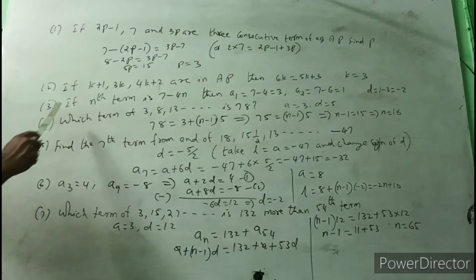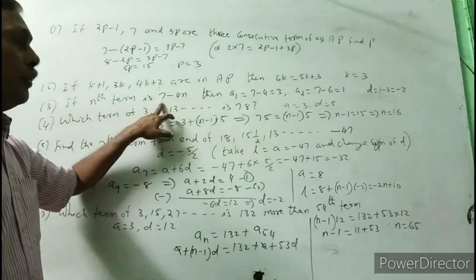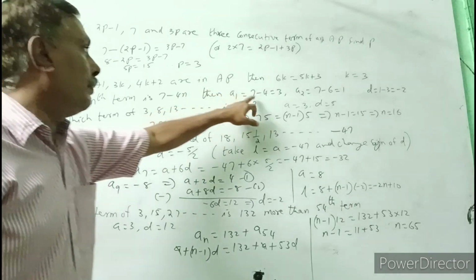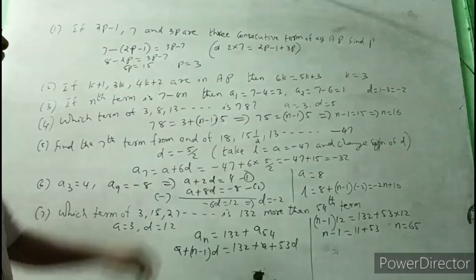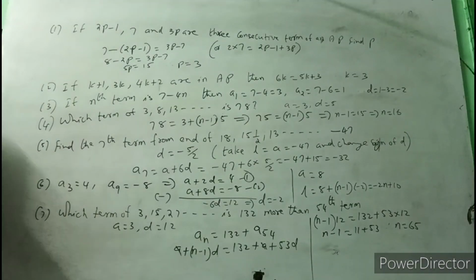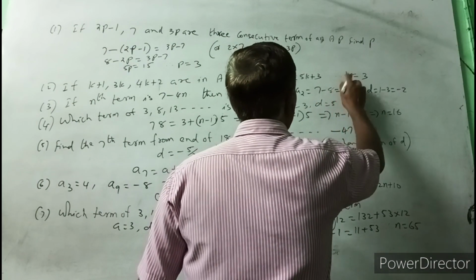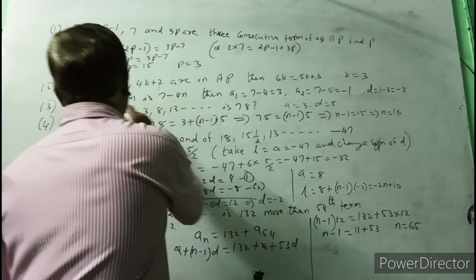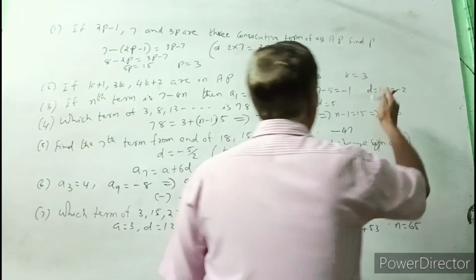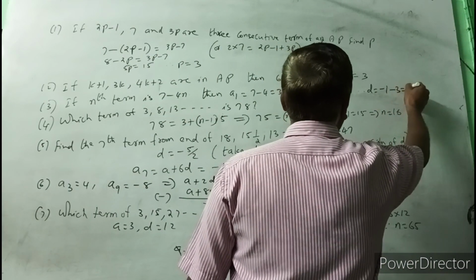Then, if the nth term, that is the last term, is given, that is an = 7 - 4n, put n = 1, you will get a1, that is 7 - 4 = 3. N = 2, you will get a2, that is 7 - 8, which is equal to -1, because n = 2, 7 - 8 = -1. So d will come -1 - 3, that is equal to -4.